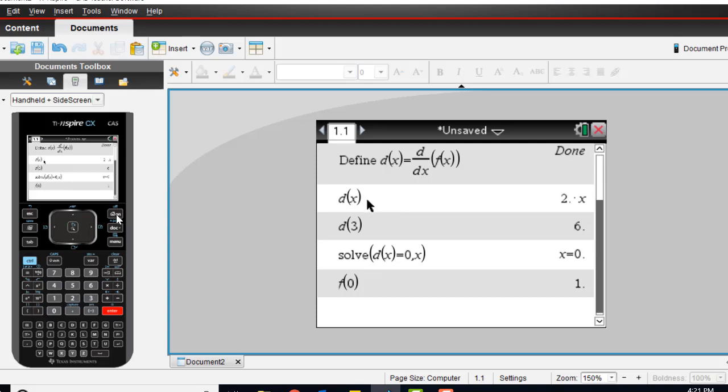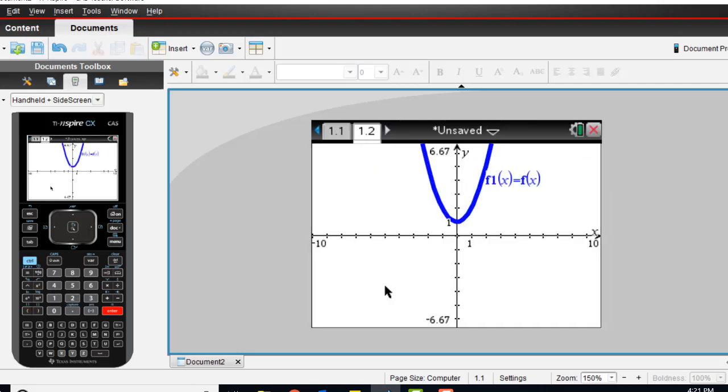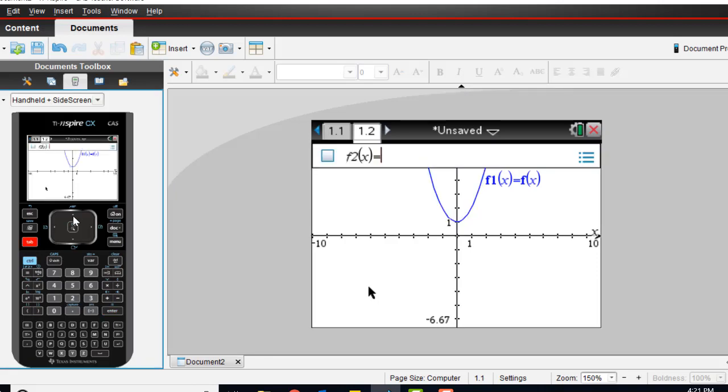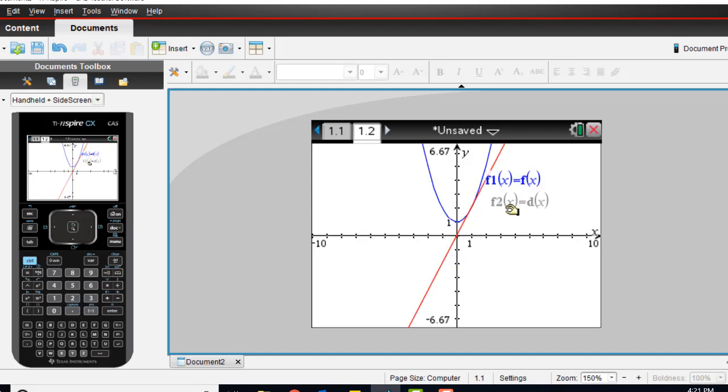So if we go home and into graphs, here's f of x. Alright, and if I go tab up, go back down. If you go down now, you can get something else. If I now graph d of x, d of x is the red line, and that is corresponding to how the gradient changes of this blue line here.